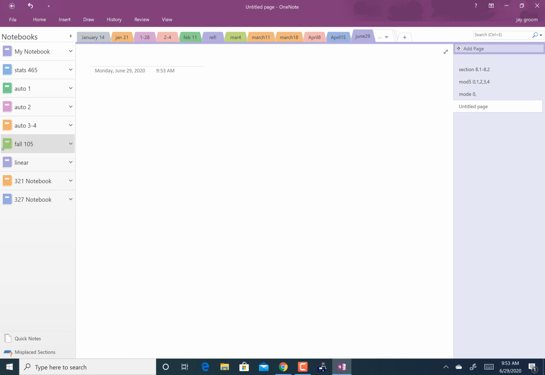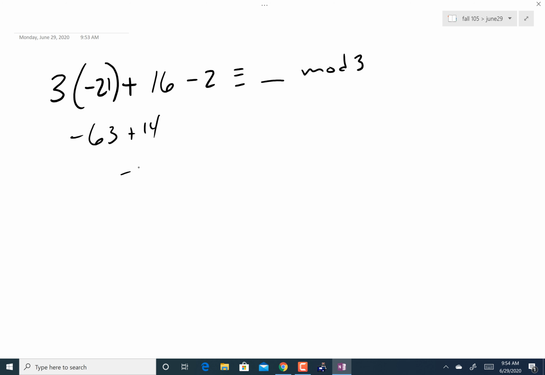Another one that comes to mind is, what if I had a negative? I just made that up. What is this congruent to in mod 3? All right, so you're going to get negative 63 plus 14, which is negative 49, I guess. Is that right? I think so. Blah, mod 3.